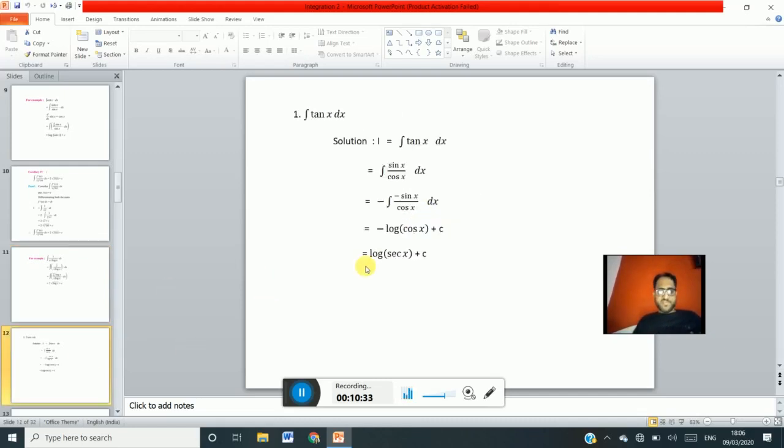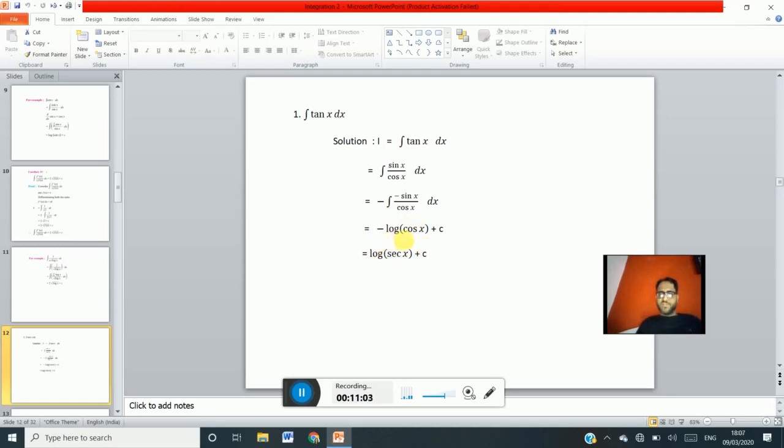Now see some solved examples here. Evaluate the integration of tan x dx. Tan is written as sin upon cos, and we know that the derivative of cos is minus sin. So multiply by minus sin two times; minus minus is plus. So we get minus the integration of minus sin upon cos. Now this is the standard form of f dash x upon f of x. So the integration of f dash x upon f of x is what? Log of f of x.